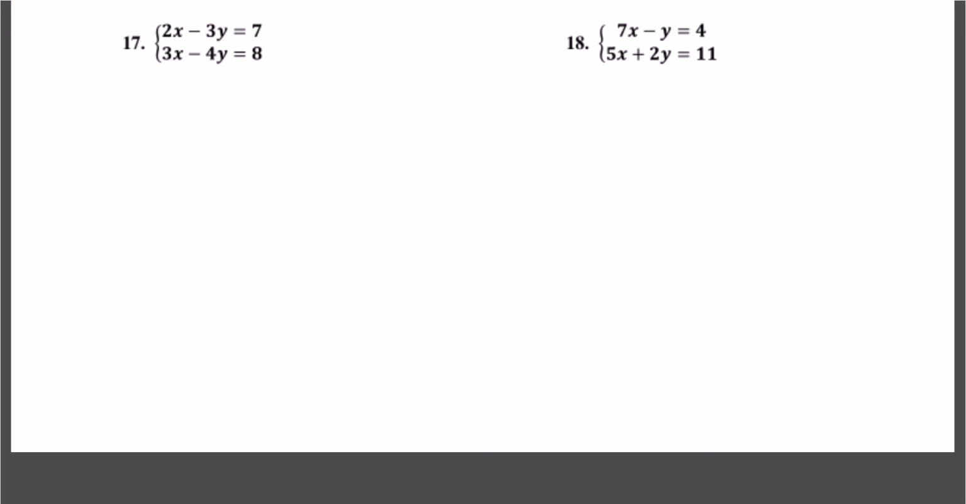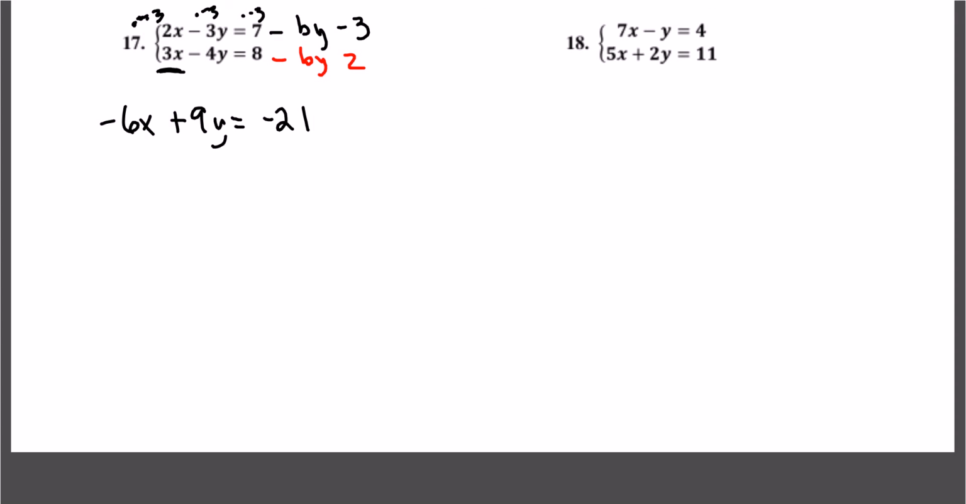Alright, number 17, I'm going to get rid of the x's. Once again, they're both positive, so I'm going to multiply the top by negative 3. Every one of those is going to get multiplied by negative 3. So I'm going to get negative 6x plus 9y equals negative 21. And now I'm going to multiply the bottom by 2. So multiply that by 2, by 2, by 2. I get positive 6x minus 8y equals 16. I add vertically, I get 1y, or just positive y, equals negative 5.